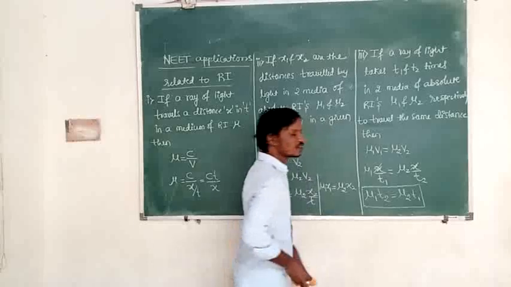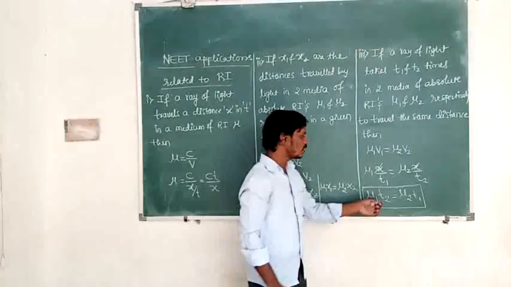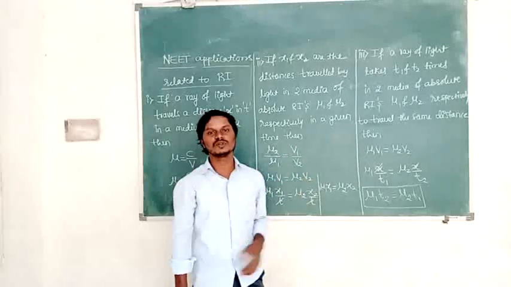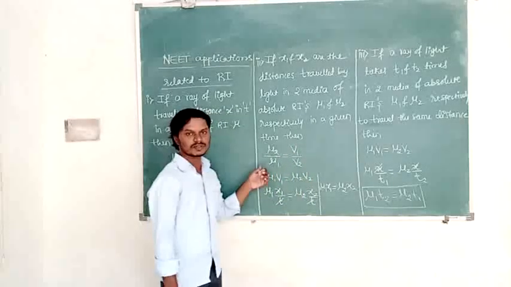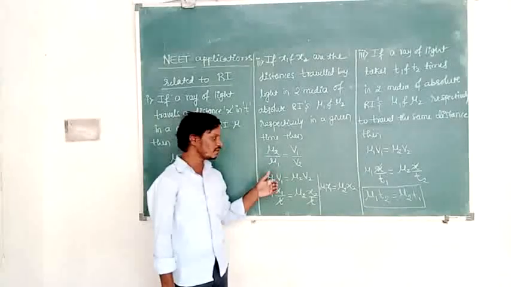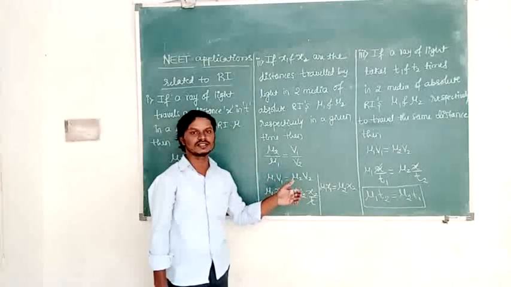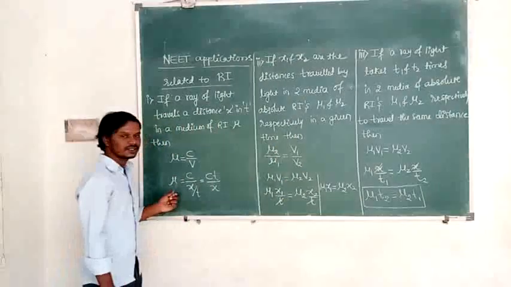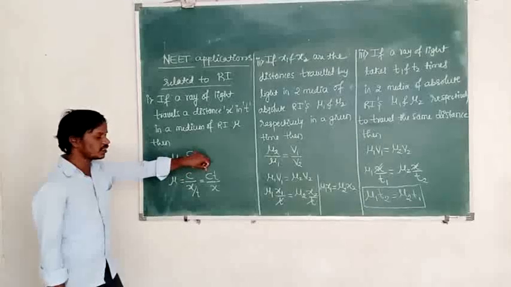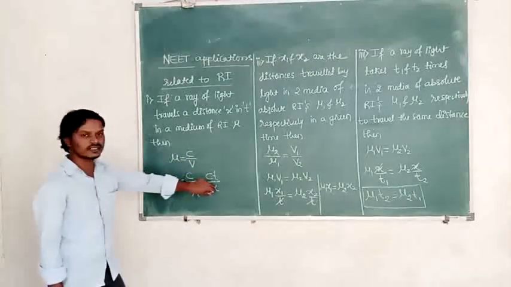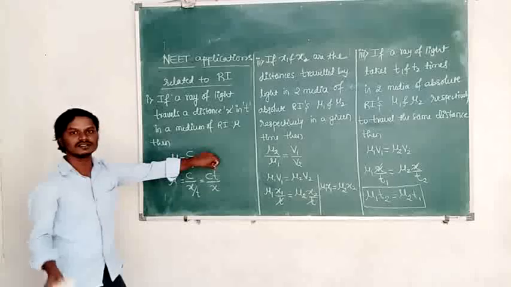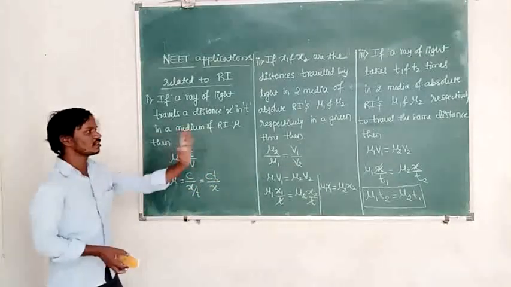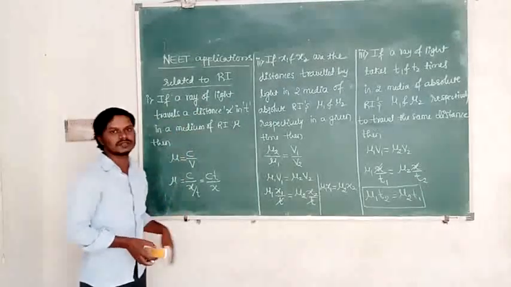We use this formula when the refractive index and the times are given, and the light travels the same distance in both media. We use the previous formula when the refractive index and the distance travelled by the light are given, so the time taken is the same. Next, we use the expression mu is equal to ct by x when the speed of light in vacuum, the distance travelled by the light, and the time taken by the light to travel the distance x are given. So these are some neat applications related to refractive index.